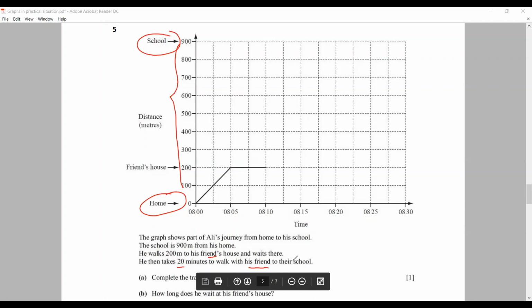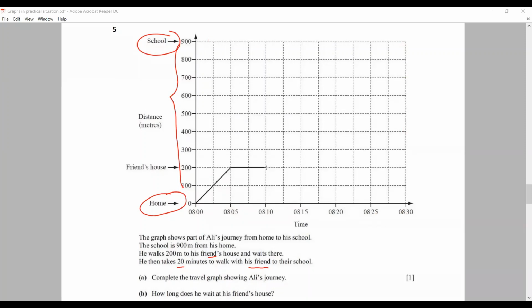So I think that is also clear that here at this part, because he's not moving, there is no motion. This is where he's waiting at his friend's house for a duration of 5 minutes. And then at this point, both of them start walking towards school. That takes 20 minutes. So let's see, from 8:10, 20 minutes means 8:30, they should be at school.